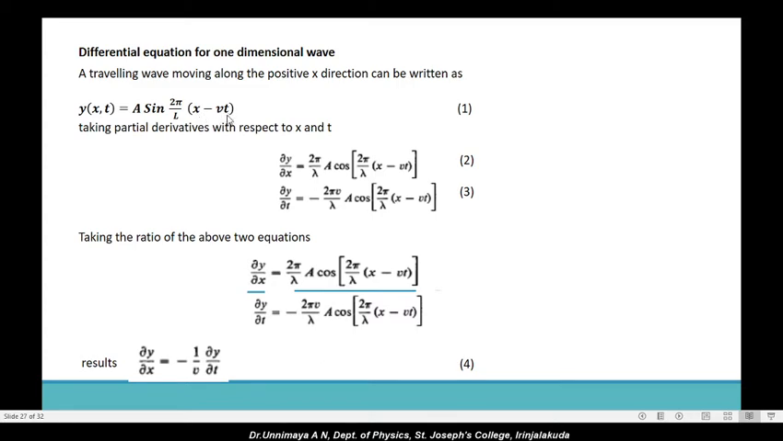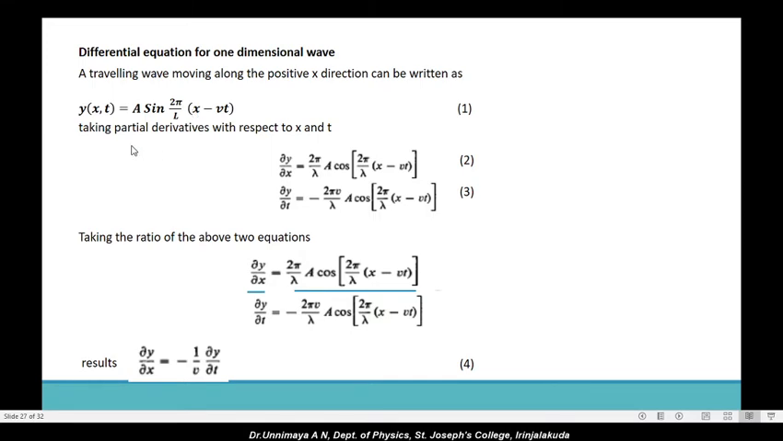If x plus vt comes instead, what will happen? The velocity becomes minus x by t. So x minus vt represents a traveling wave moving in the positive x direction.